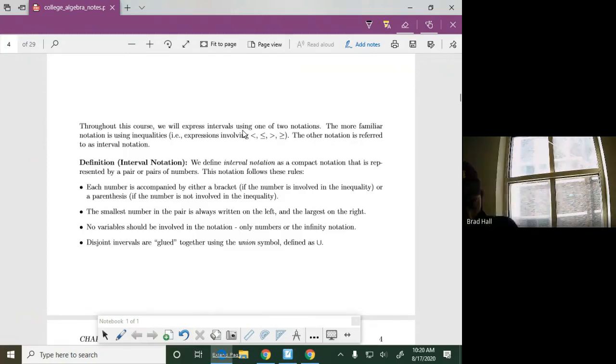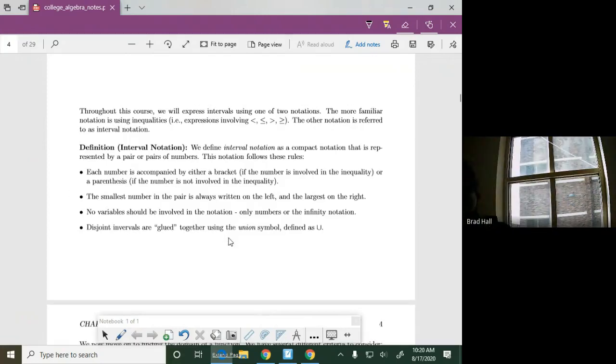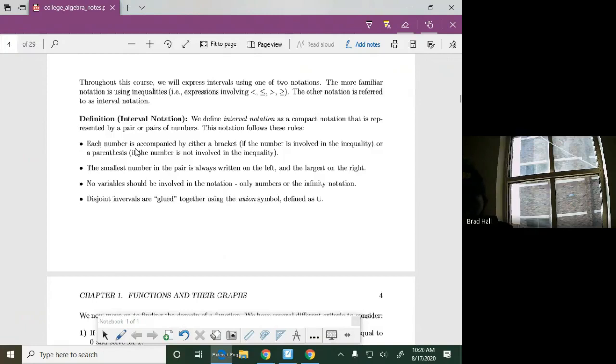So, and again, I provided some cliff notes for interval notation. Each number in interval notation is going to be accompanied by, well, actually, let me start off with this. Interval notation has a pair or pairs of numbers. So no number is really going to be by itself. Each number is accompanied by either a bracket or a parenthesis.